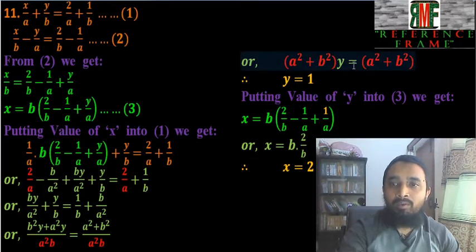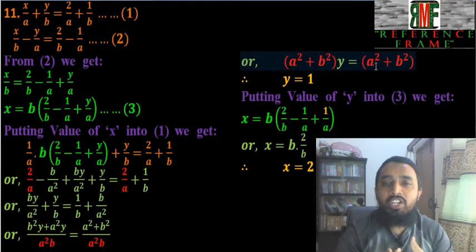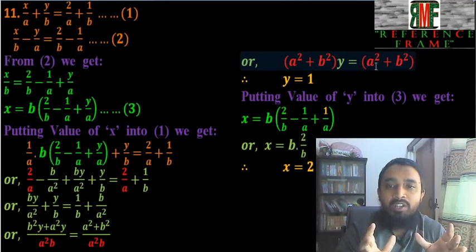So by doing that, we just have what? y is equal to 1. So which is the required value of y? So among the two values, we got the value of y, which is 1. Now all we need to do is put the value of y into equation 3 to find the value of x.